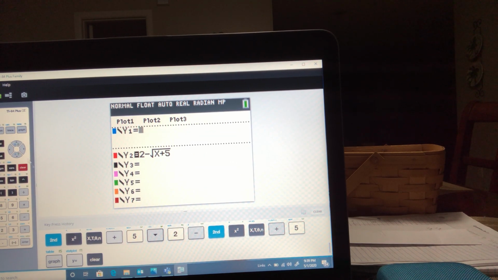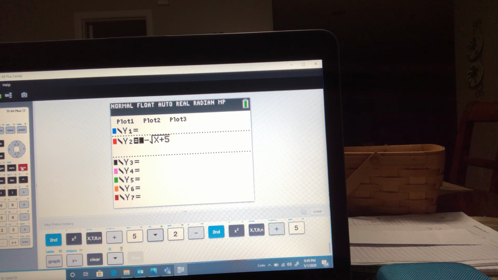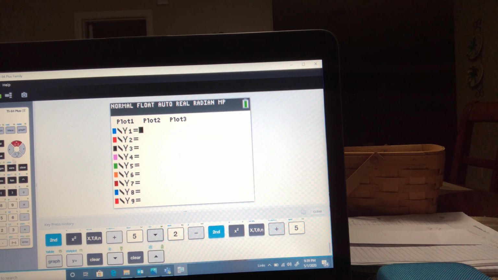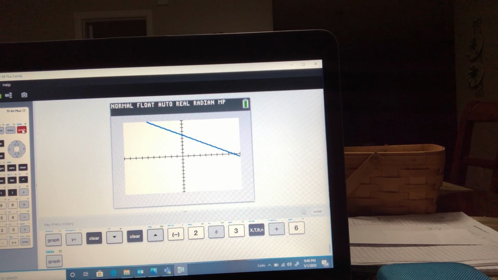Let me erase these. Okay, so the original problem was negative 2/3 x plus 6. That's a negative symbol, 2 divided by 3, x plus 6. It asks you to graph that function, the original one. So if you press graph, it will be that line.